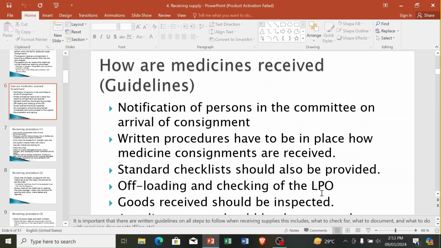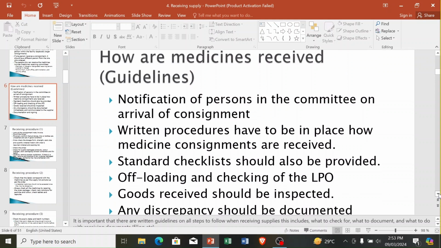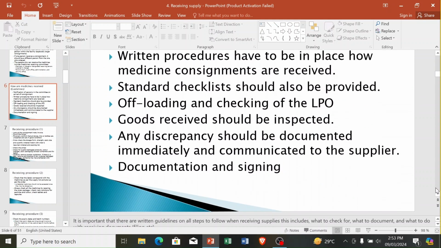Offloading and checking of the local purchase orders is carried out, or checking of the different documents. When we look at the different documents that we looked at in procurement, we saw the LPO was one of them, and that is the local purchase order. Goods received should be inspected. Any discrepancies should be documented immediately and communicated to the supplier. In case we get discrepancies, we fill what we call a discrepancy form.